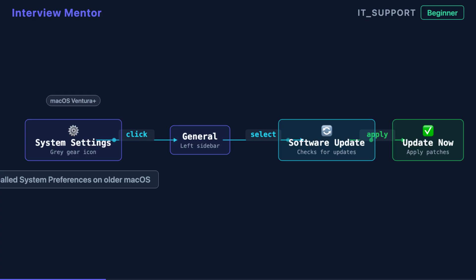Once you're inside, find General in the left sidebar and click it. Then select Software Update. macOS will immediately scan for available updates and display them on screen. Click Update Now or Upgrade Now to install the latest patches.